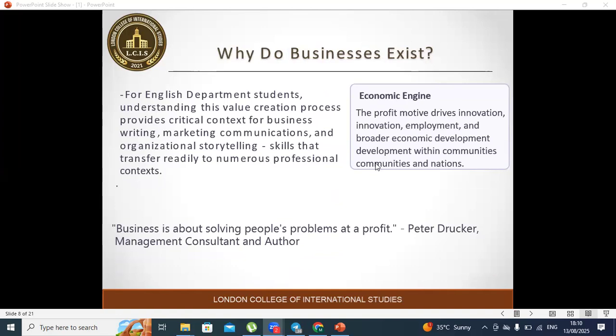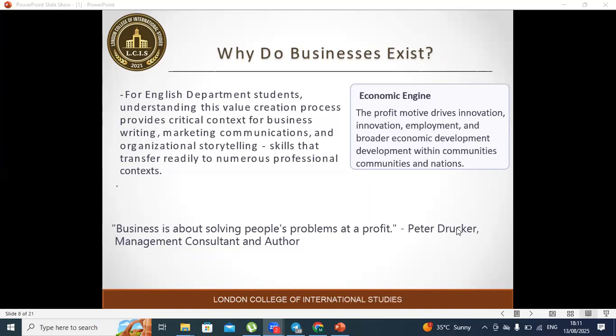So why does business exist as well? We have what we can call the economic engine. The profit motive drives innovation, employment, and broader economic development within communities and nations. Money brings money. If I start my own business and I find the money, I will continue in my business. But if I have a loss, I will stop. They say the winners know exactly when they can stop.